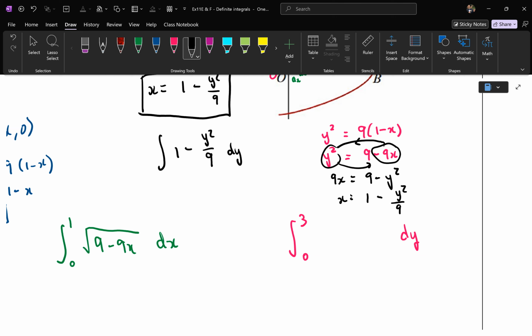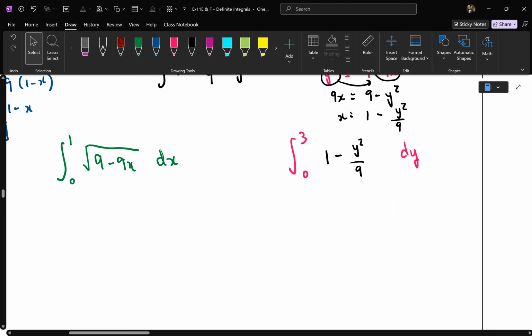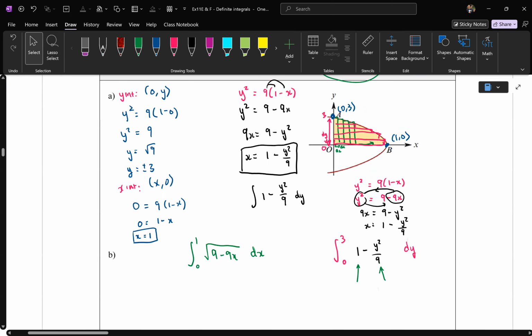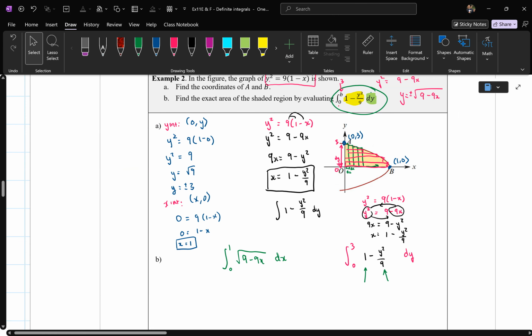And since you're integrating with respect to y, then I can now say that. Why is this more preferred? Well, if you think about it, the integration of this is simply, what's the antiderivative of 1? And this one is, what's the antiderivative of y squared? It's much easier than working with the power of half. But both of them work. Okay, so if you were reading that question and wondering where that 1 minus y squared on 9 comes from, that's what they did there.